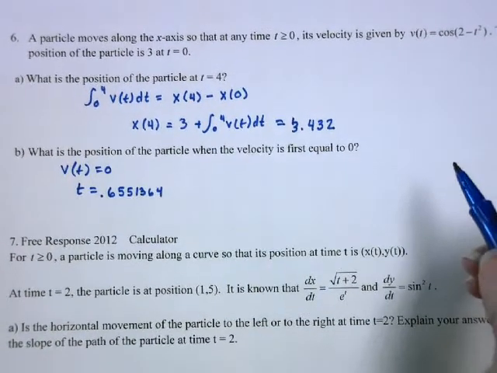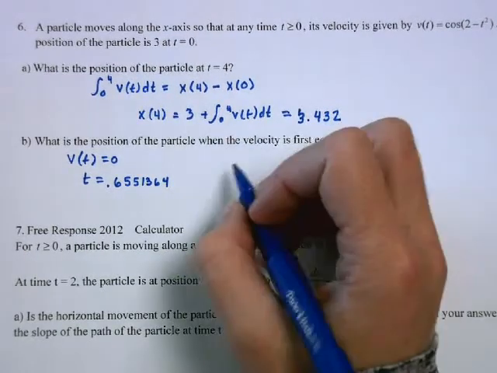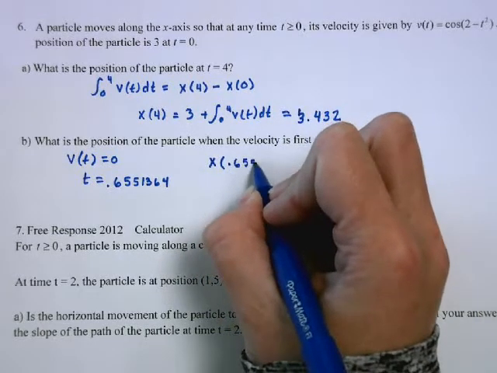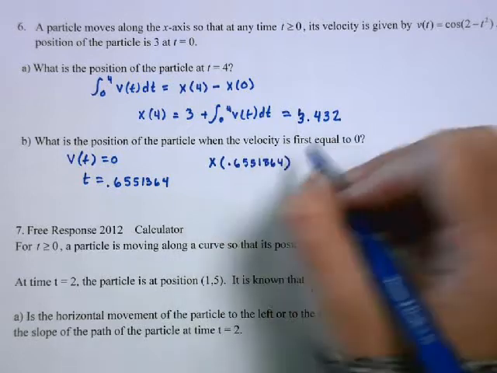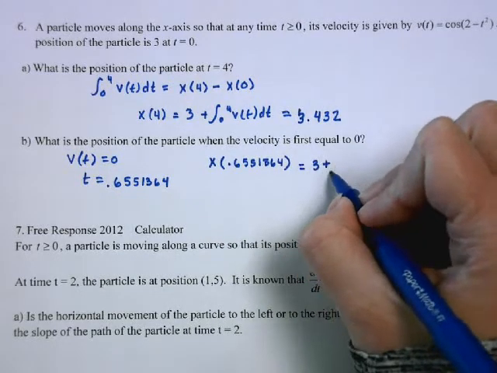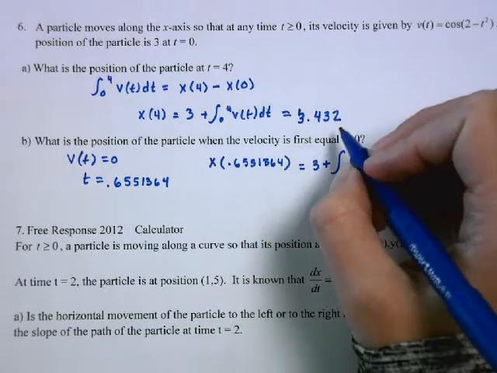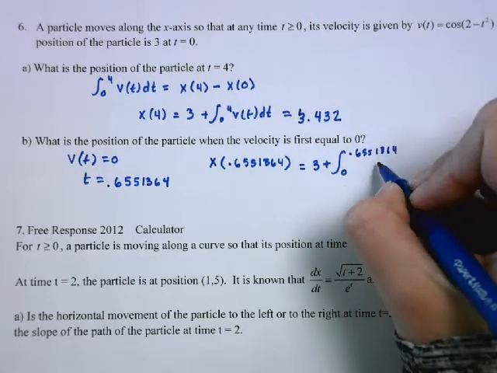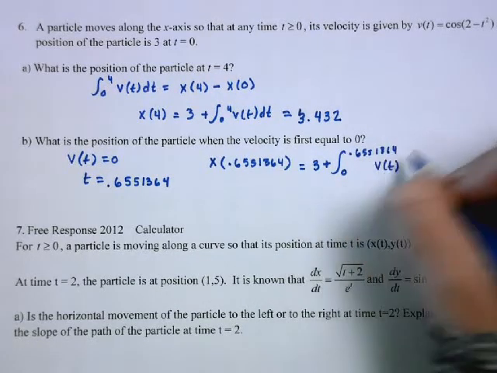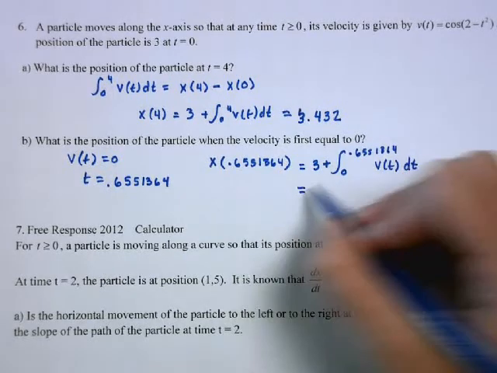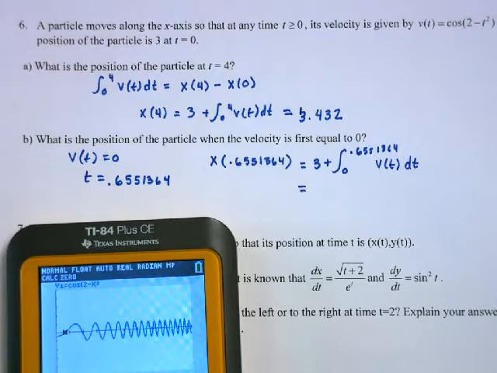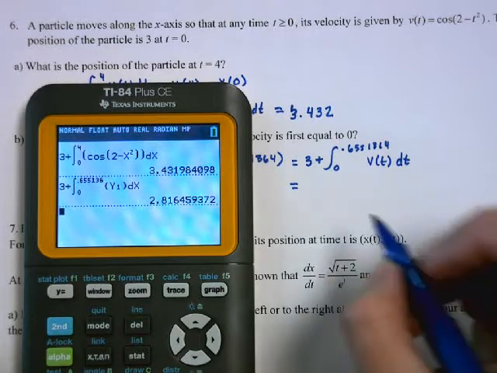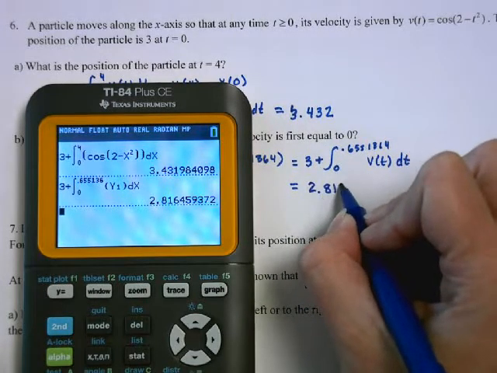We want to know the position at that time. So the position at 0.6551364 is going to equal 3 plus the integral from 0 to 0.6551364 of our velocity. Okay, so we type that in the calculator and get 2.816.